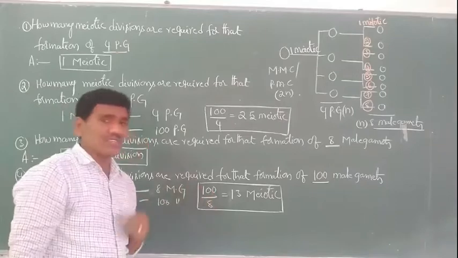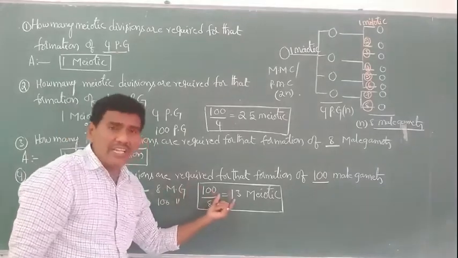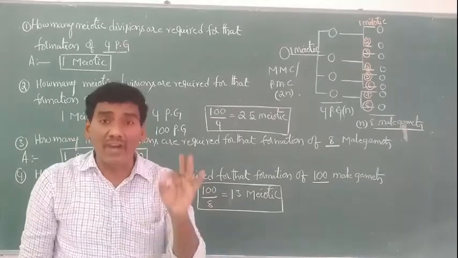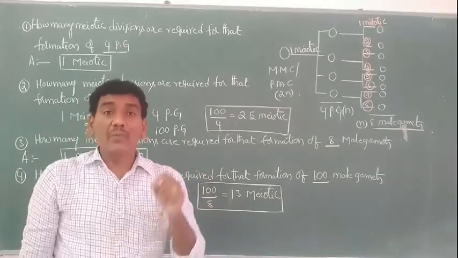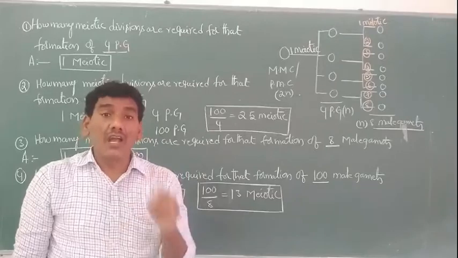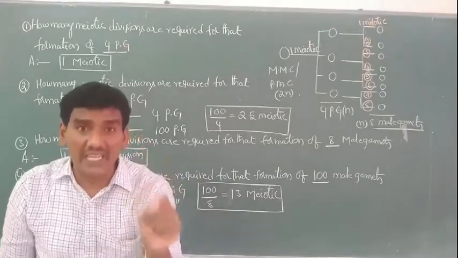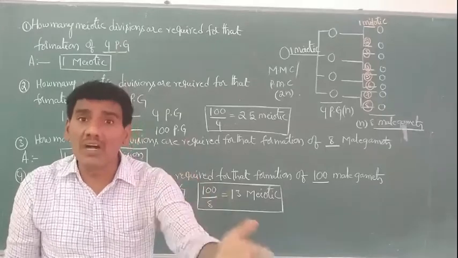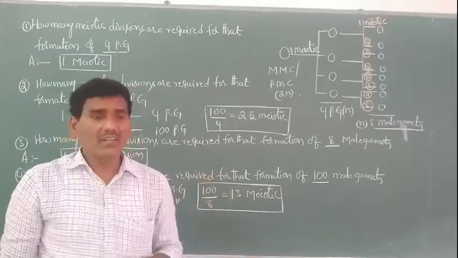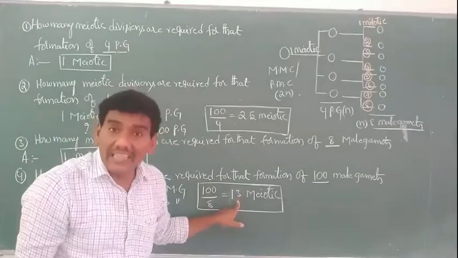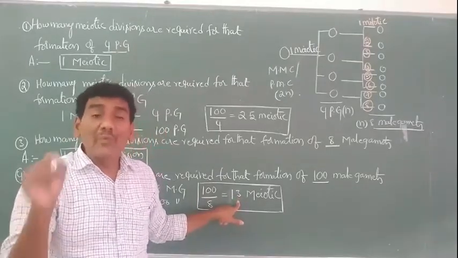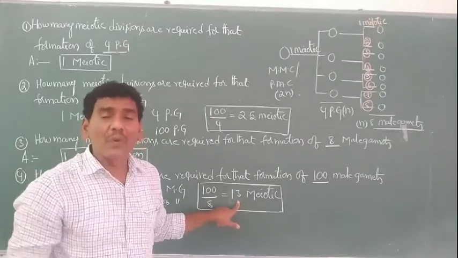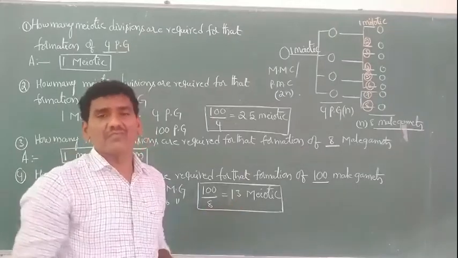100 by 8 is approximately 12.5 meiotic divisions, but a meiotic division is not considered as a fraction. Must and should be taken as the above number, not the below number. The above number is 13. That's why 13 meiotic divisions are required for the formation of 100 male gametes.